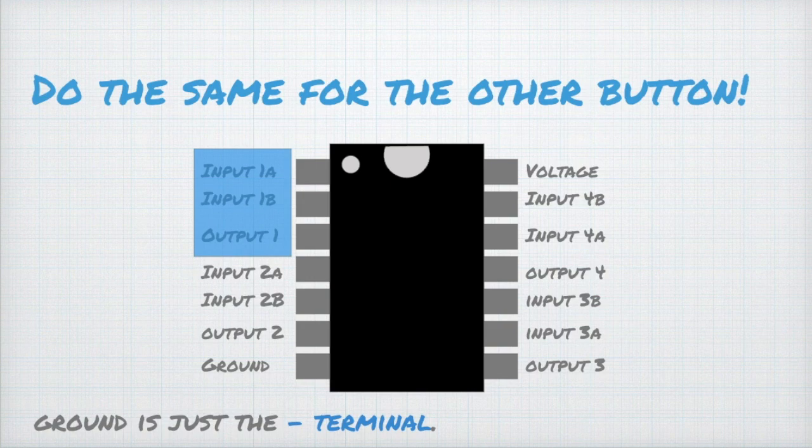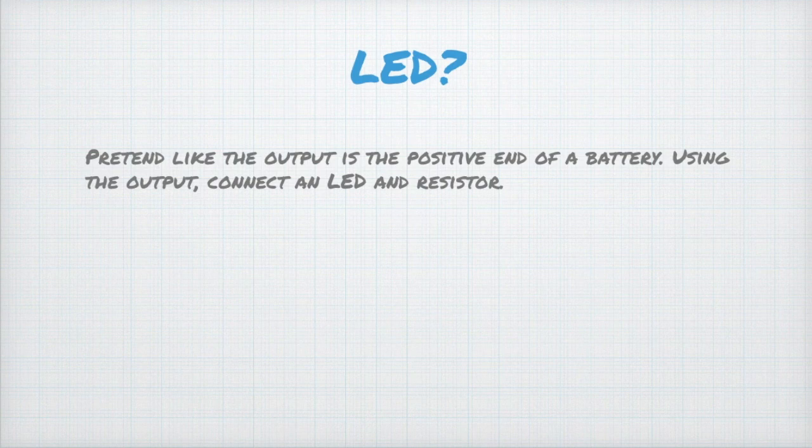Now we can connect the other button to the other input of the same operator on the logic gate, and that operator is highlighted in blue. And finally, we can connect the LED using the output pin, and I will now demonstrate this.